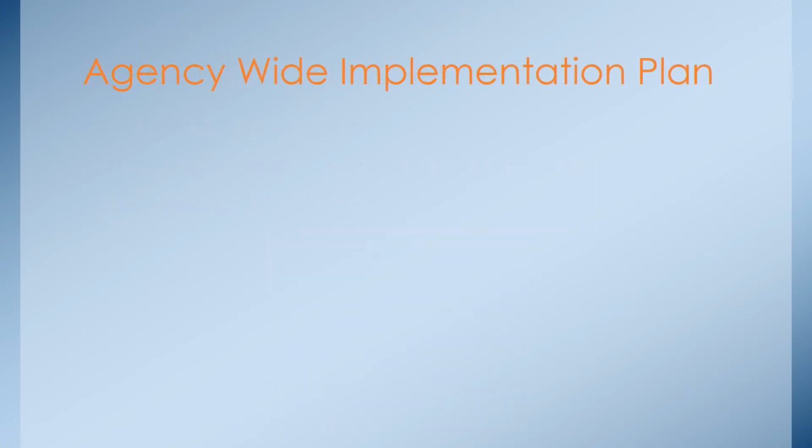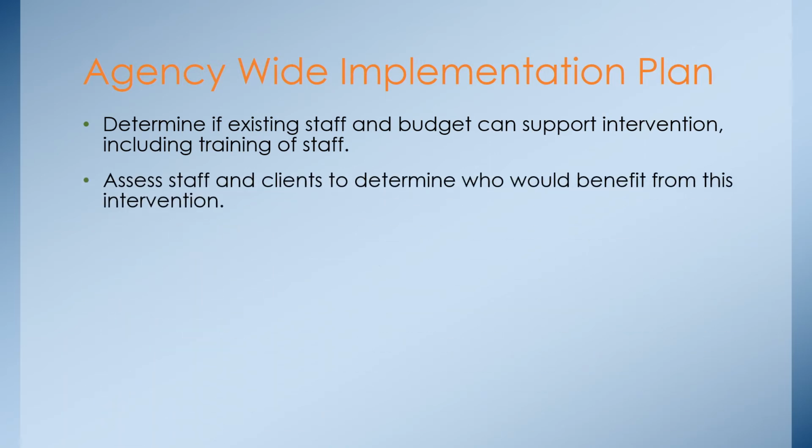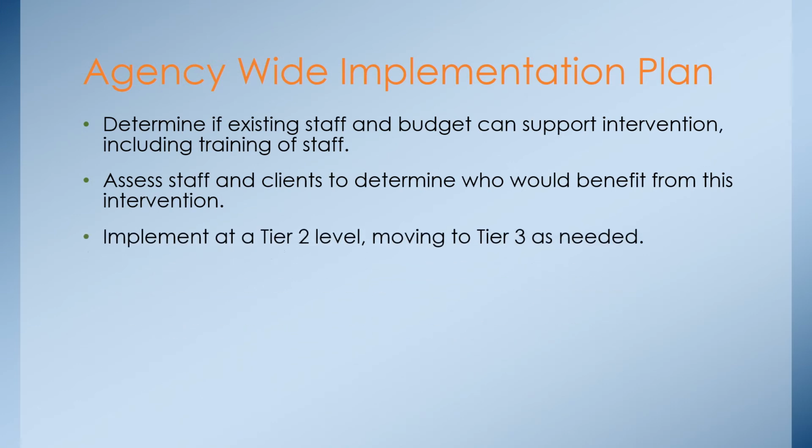To begin agency-wide implementation of this intervention, first determine if the existing budget can support the intervention as every state's funding varies. Next, decide if you have existing staff who are both qualified and able to provide the intervention. Once budget and staff are in place, utilize assessment and review data to determine which clients could benefit from the intervention. This will be implemented at a Tier 2 level and moving to a more individualized level or Tier 3 as needed. Next, train your staff.